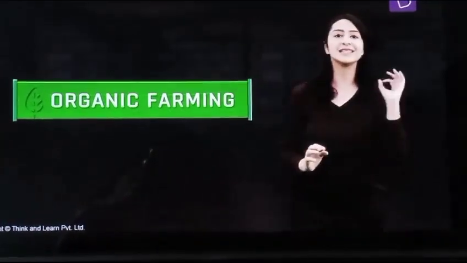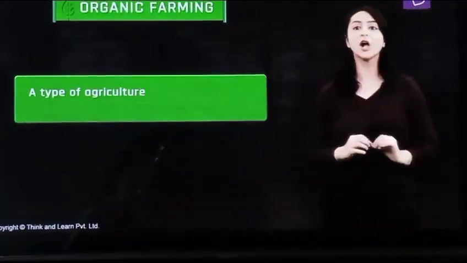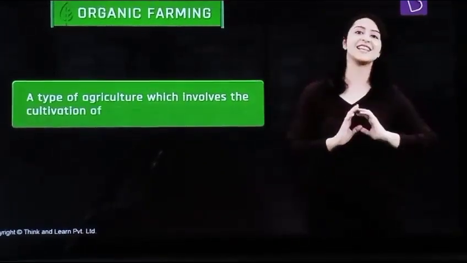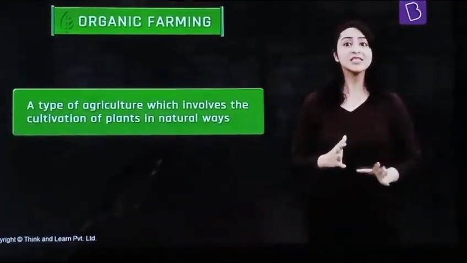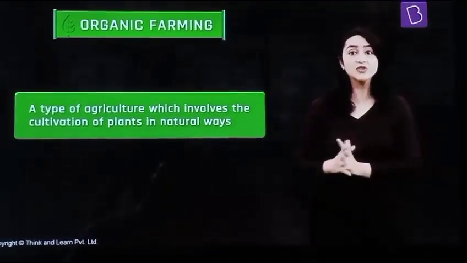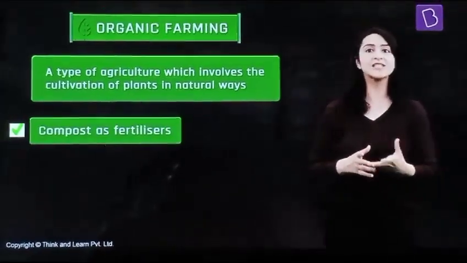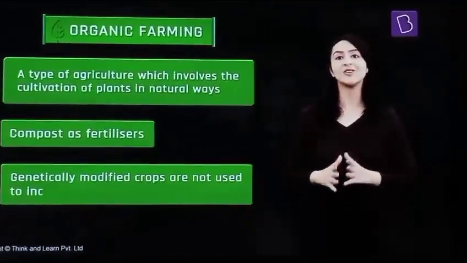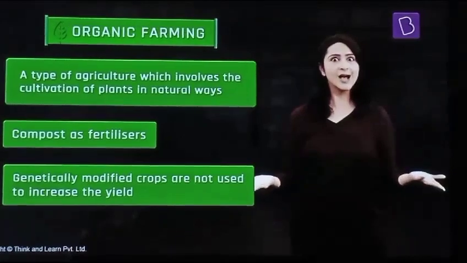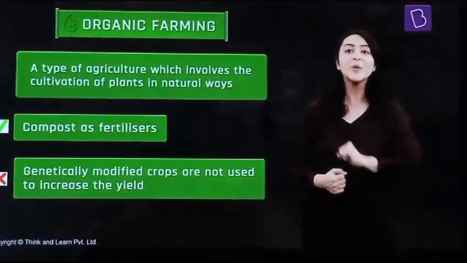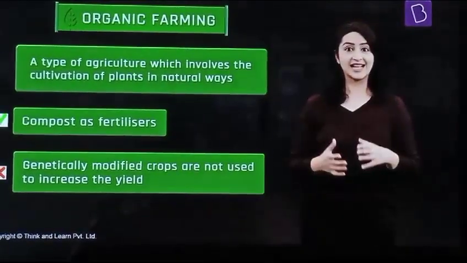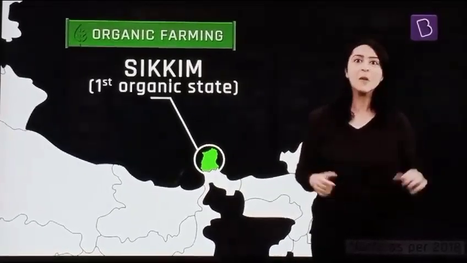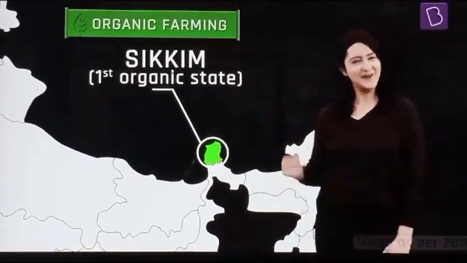Organic farming is a type of agriculture which involves the cultivation of plants in natural ways. This process involves the use of natural materials such as compost as fertilizers. Genetically modified crops are not used to increase the yield either. Sounds good, right? You will be glad to know then that Sikkim recently became the first complete organic state, not only in India, but in the entire world. Way to go, Sikkim!